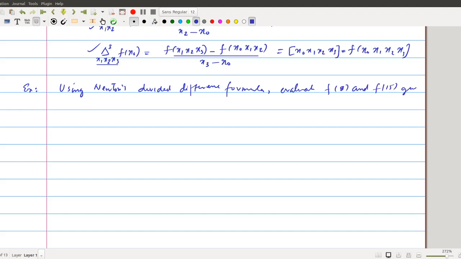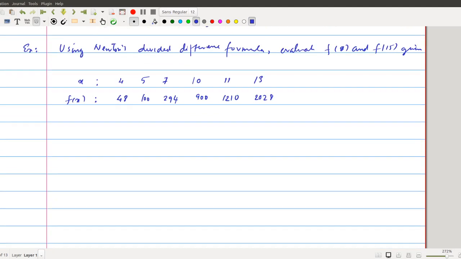Given that we have x values here, x equal to 4, 5, 7, 10, 11, 13. These values need not be in equal intervals. This is our f of x. The values 48, 100, 294, 900, 1210, 2028. So these are the values. Using these values we need to find out the value of f of 8.